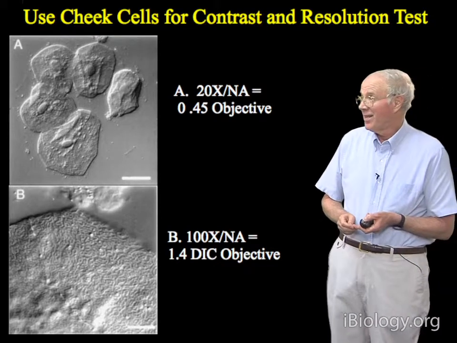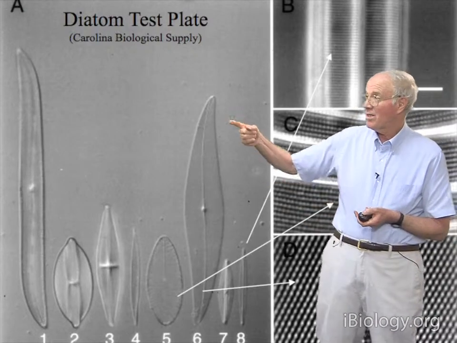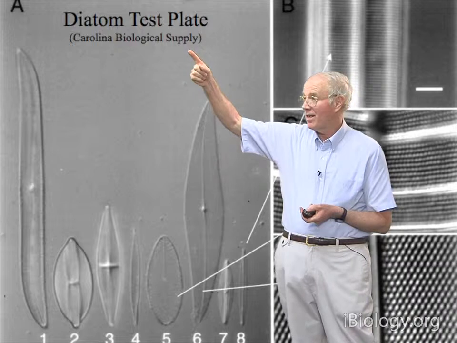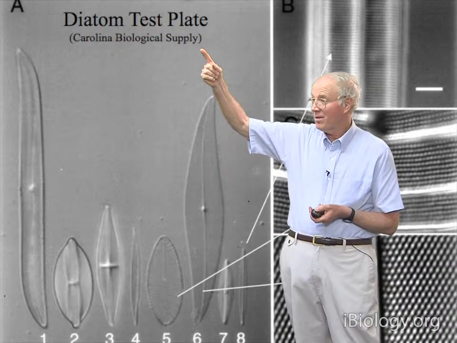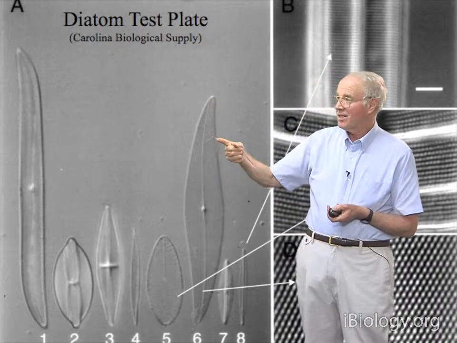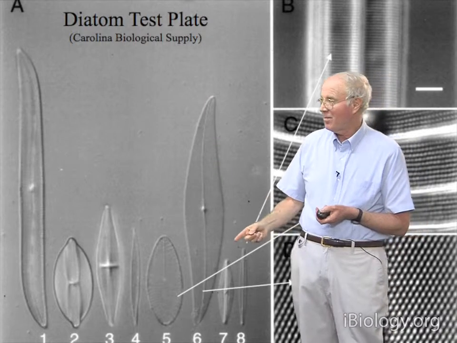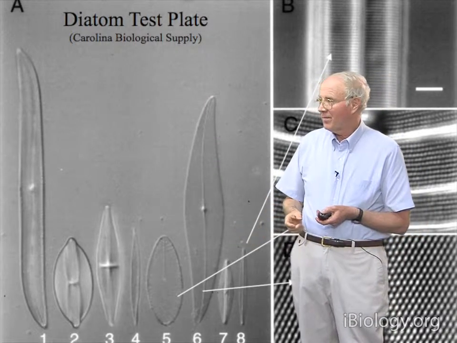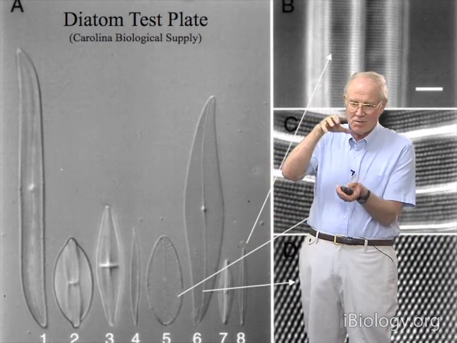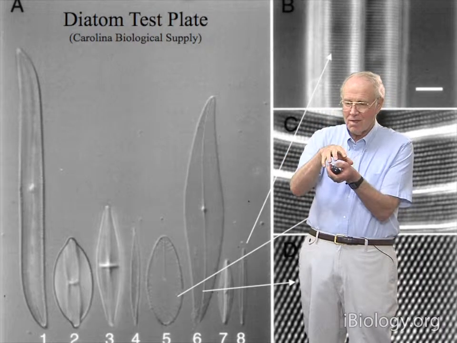The other thing that was or used to be available from Carolina Biological Supply, and I don't know whether they still are, is they sold these diatom test plates. And diatoms have a sort of a silica pillbox structure, an upper layer and a lower layer.